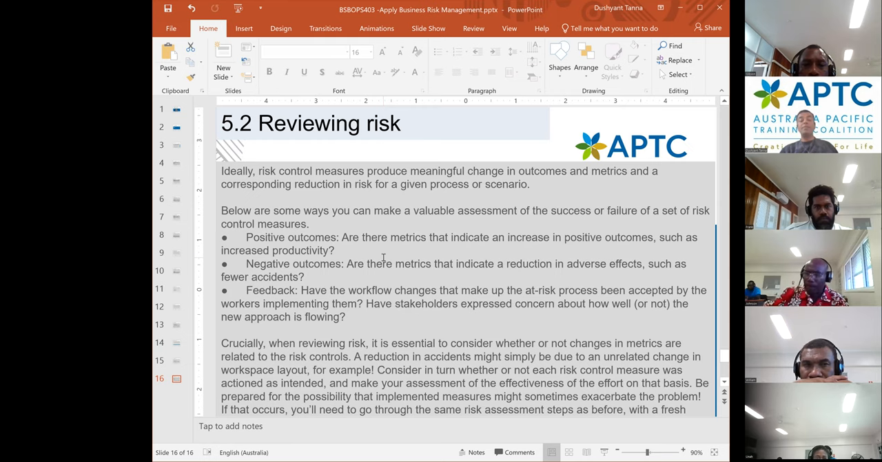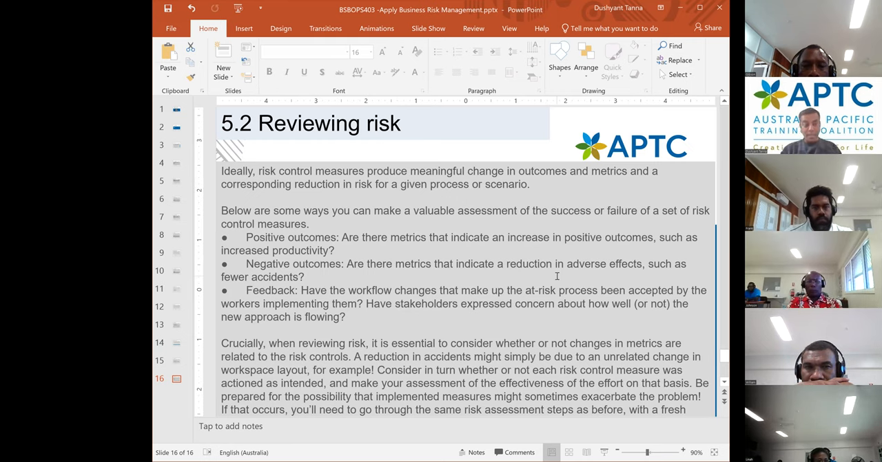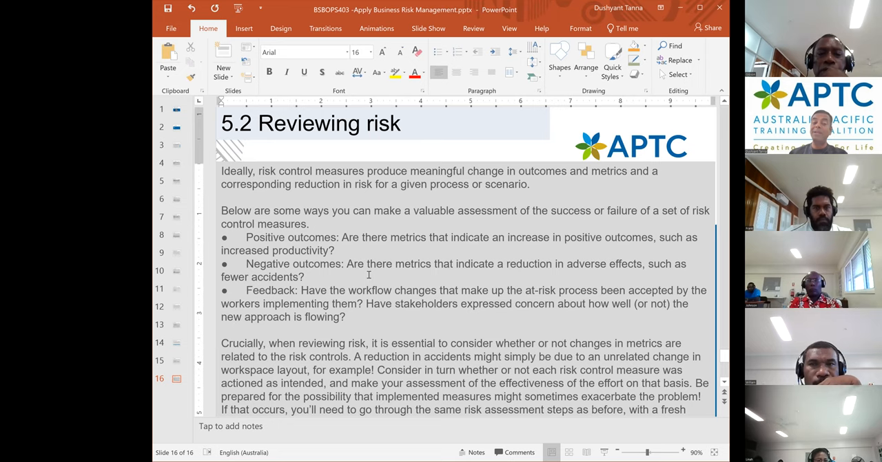The risk control measure should produce meaningful change in outcome metrics and a corresponding reduction in risk for a given process or scenario. Below are some ways you can make a valuable assessment of the success or failure of a set control measure. Positive outcomes indicate an increase in a positive result, such as increased productivity and output. Negative ones show an adverse effect, and any feedback on the risk processes from your stakeholders will indicate what can be done differently.